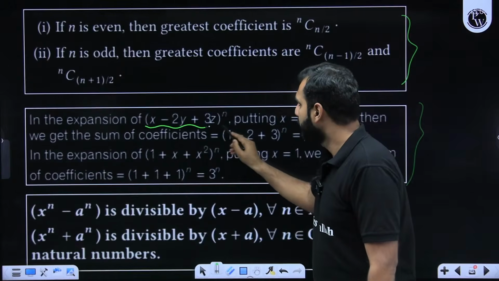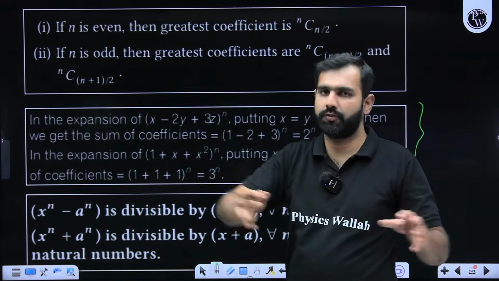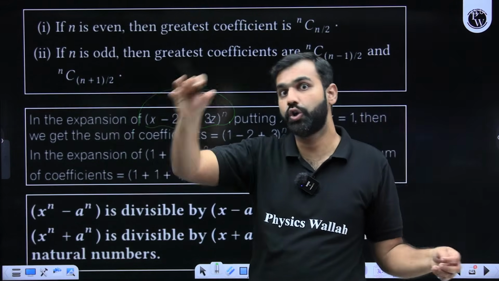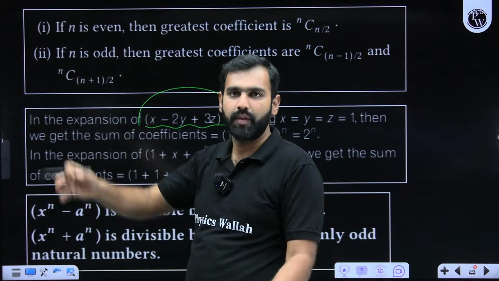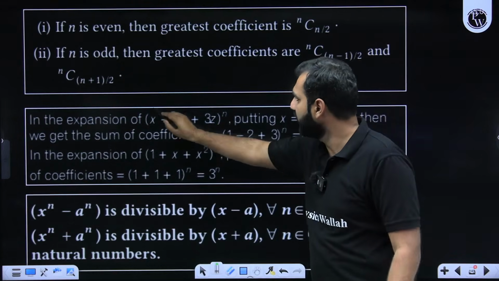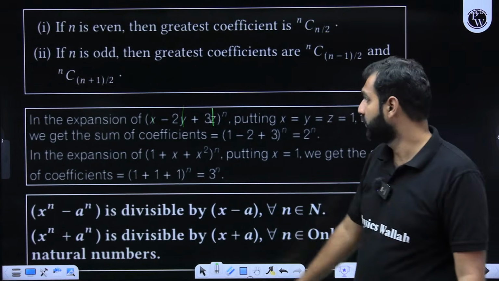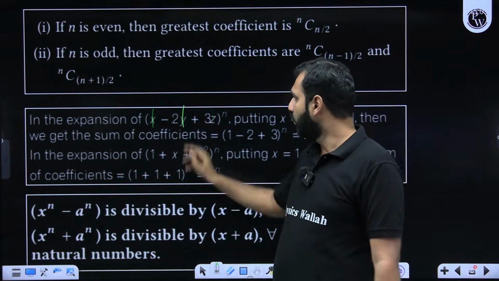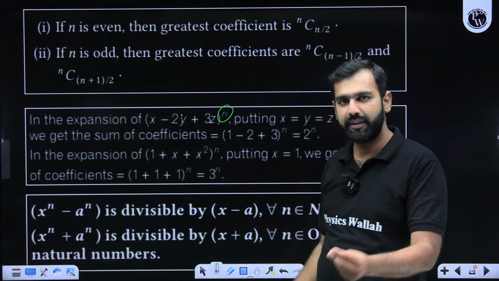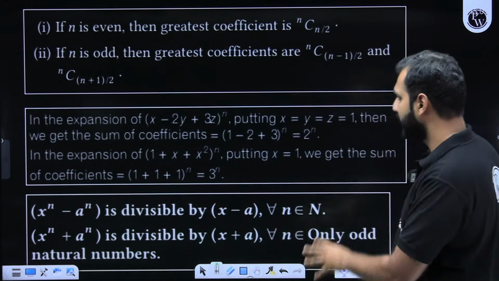(x - 2y + 3z)^n needs to be expanded. A trinomial expansion it is, and you need to find the sum of all the coefficients. Don't expand it, just replace x, y and z by 1. So 1 - 2 + 3 is 2, and 2 to the power n will be the answer. I hope you can see the next example as well.